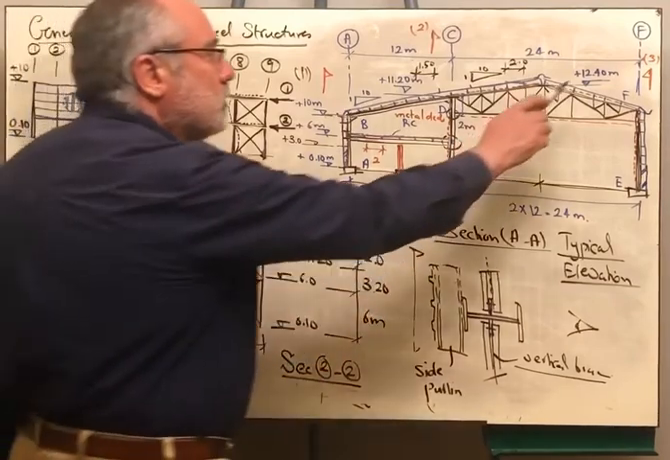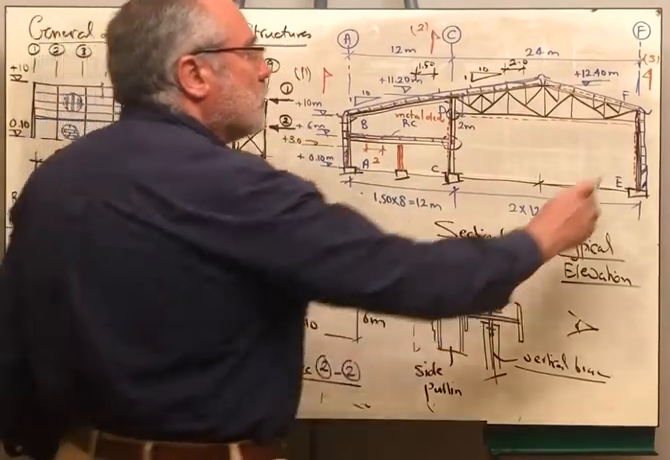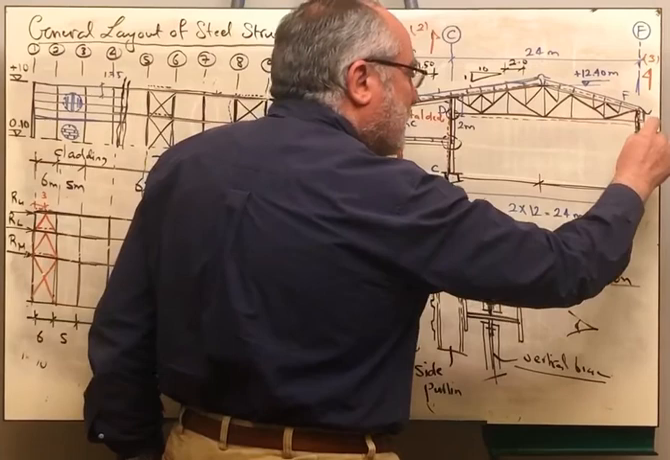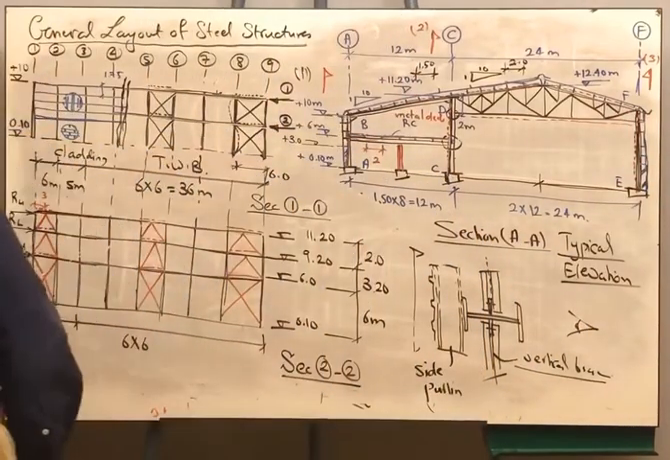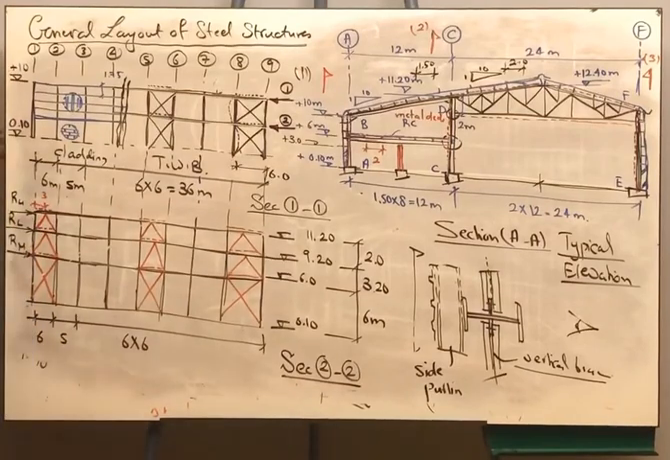The last section will be section number 3. We are looking here, so we are going to see the cladding and we are going to see the bracing. Okay, let us remove that.